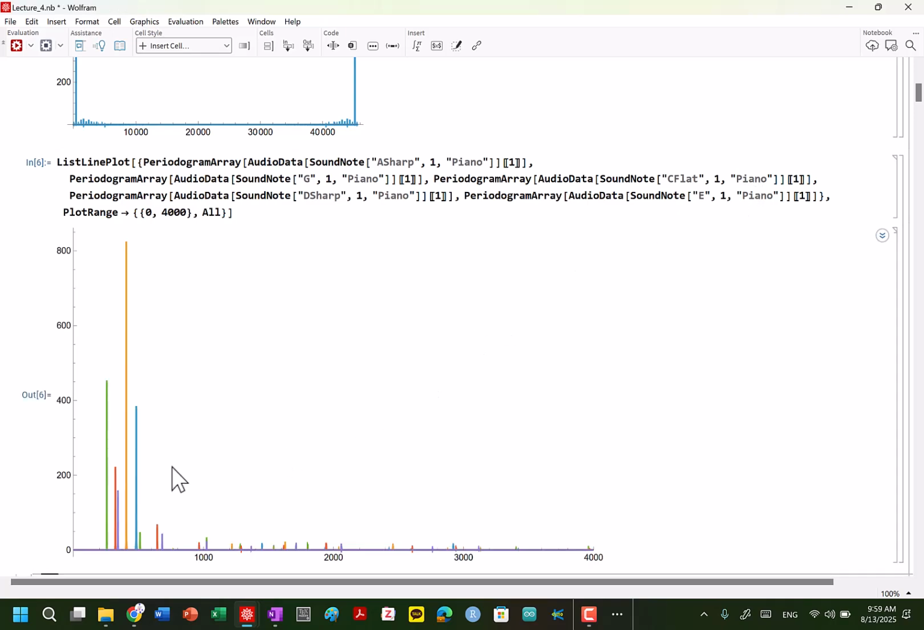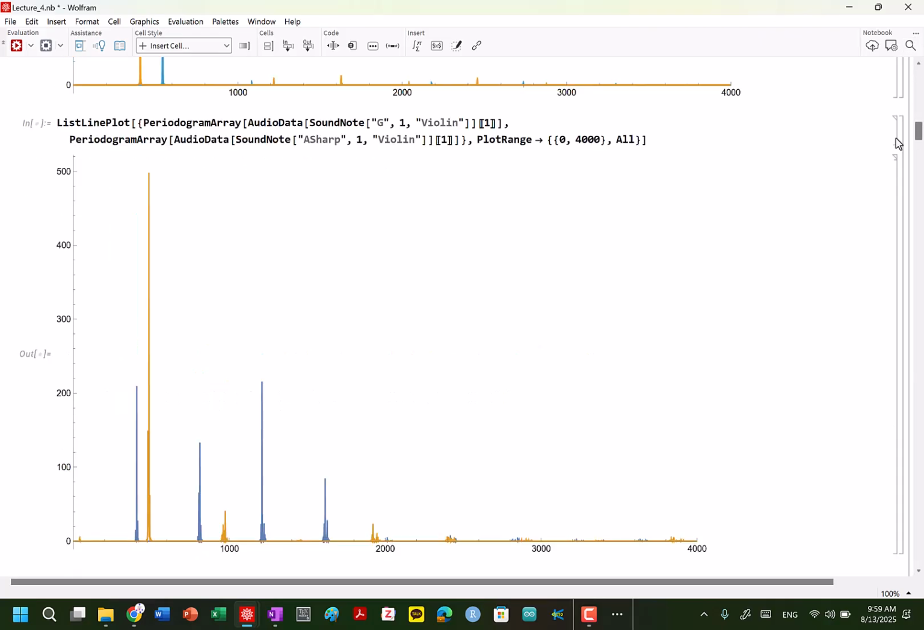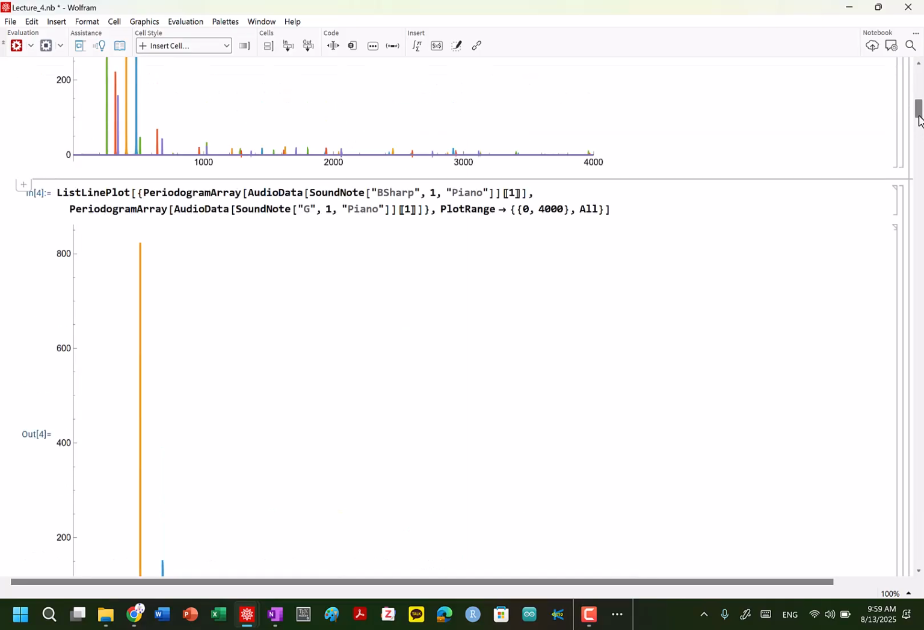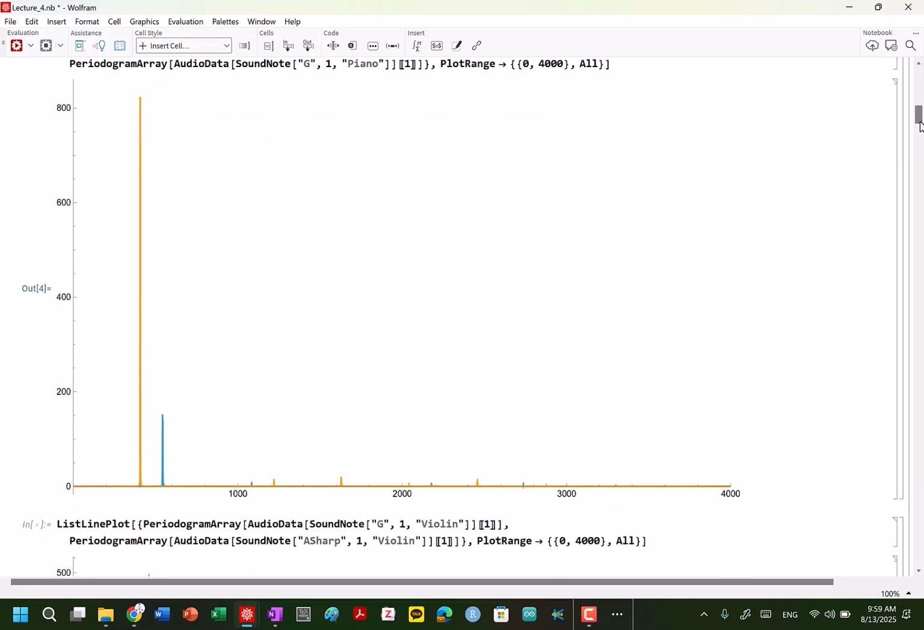So I'm playing different notes on the same instrument, and you see these different spikes, right? Those are indicative of your different notes. You can see it a little bit clearer here when we're just comparing G sharp and A sharp, and you can see the difference in those values, or you can see it up here with our piano example. So B sharp and G, you see that different frequency. It appears in different spots here.